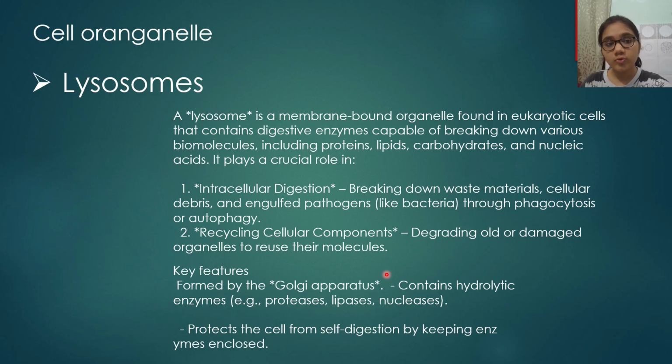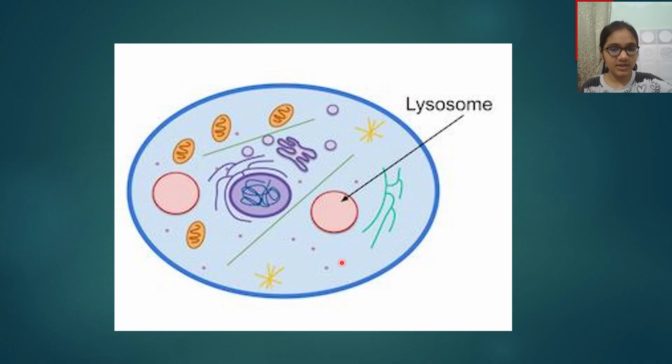That vesicle is known as what? Lysosomes. So formed by the Golgi apparatus, it contains what? Hydrolytic enzymes. Then it protects the cell from self-digestion by keeping enzymes enclosed. So you can see that this is the diagram, this is the picture of the lysosomes.